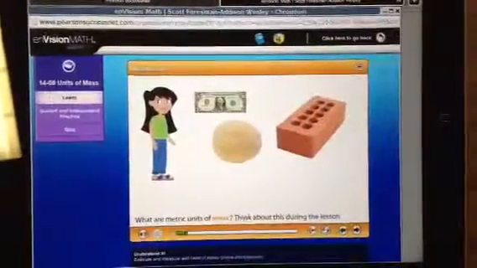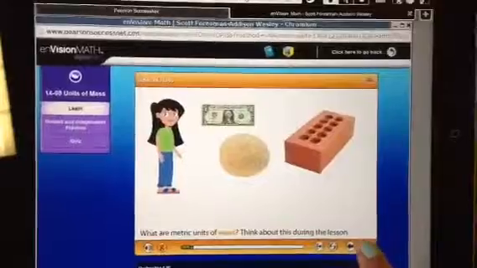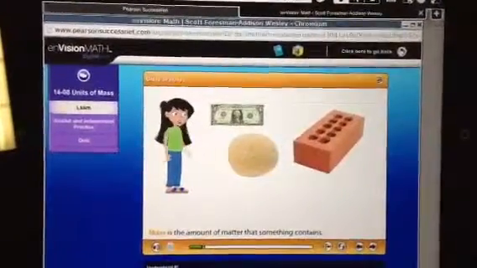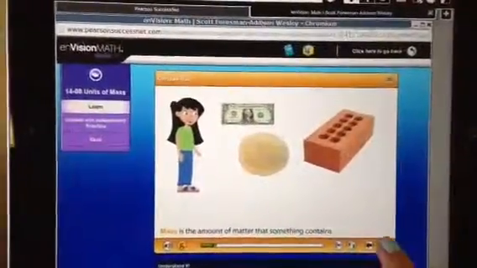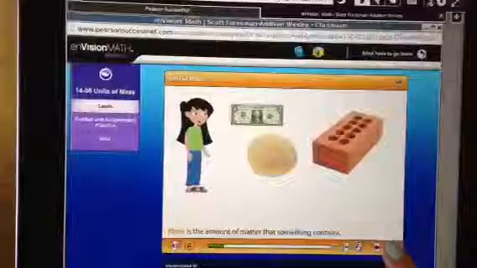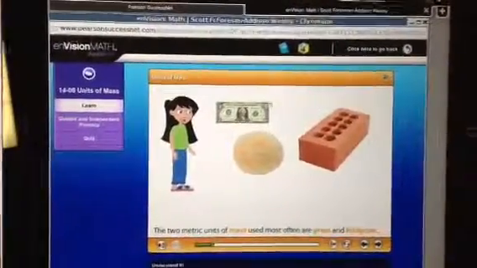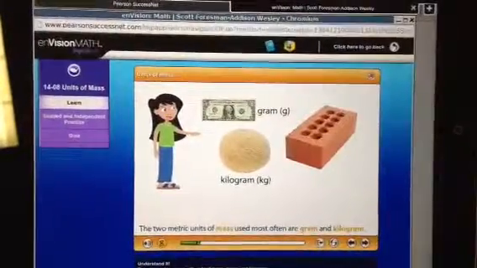What are metric units of mass? Think about this during the lesson. Mass is the amount of matter that something contains. The two metric units of mass used most often are gram and kilogram.